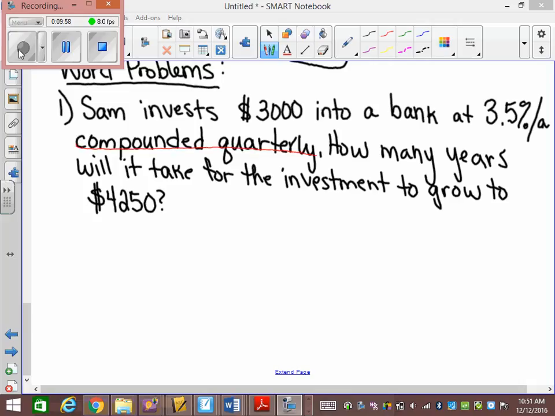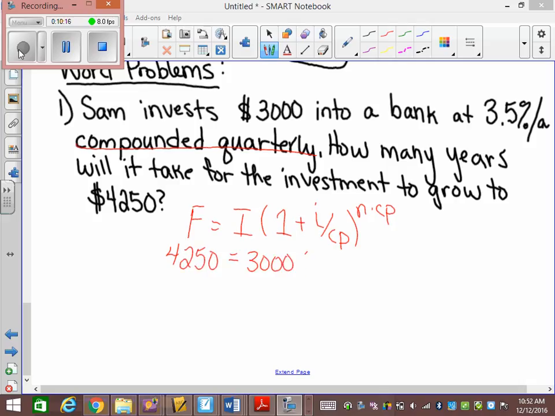So we have compounded quarterly, which tells me I need to use the final equals initial times 1 plus i divided by CP, to the power n times CP formula. Okay? We have 4,250 equals 3,000 times 1 plus 0.035. Watch yourself. Don't go 0.35. That's 35%. You're going to get it wrong, and that's a common thing to do. Compounded quarterly is 4 times a year, and then 4n or 4x. It doesn't matter what you put there. So the very first thing I always do is divide that i over.